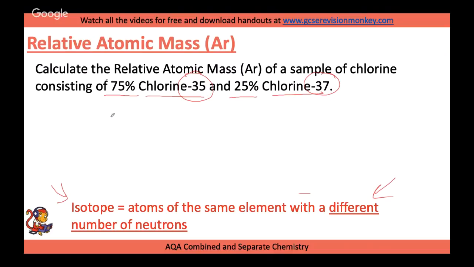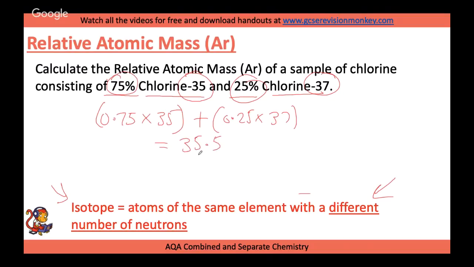So what we do to calculate the relative atomic mass is we take 75%, which we'll write as 0.75, multiply that by 35, and just add that to 25%, or 0.25, times by 37. And that will give an answer of 35.5. Now, we know that's the right answer because it's going to be an average which lies between 35 and 37. And because there's 75% of 35, it's going to be a lot closer to 35.